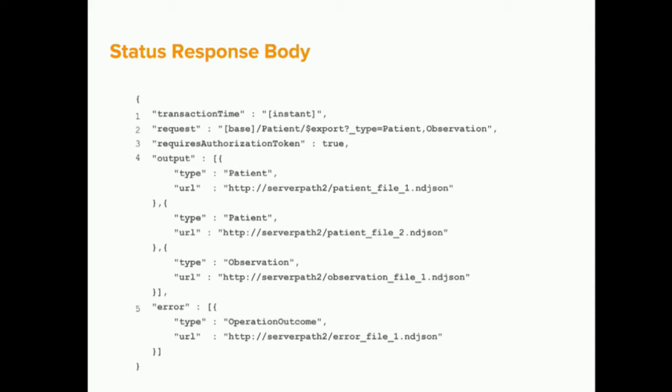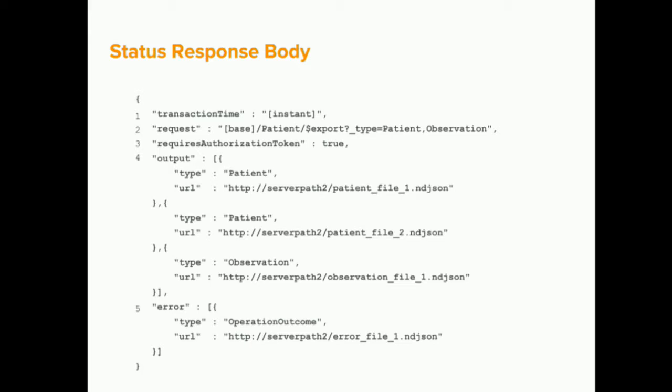Line 3 is interesting. This is all authenticated, and I'll talk really briefly about the authentication in a minute. But the actual output files may or may not be authenticated. So you could imagine within a healthcare institution, the server might just dump them on a file server, in which case you wouldn't need your OAuth token to access them. Whereas if you're, for example, accessing a server as an external party, you probably do need that authorization token to be able to get these files. And that's what that requires authentication token property says.